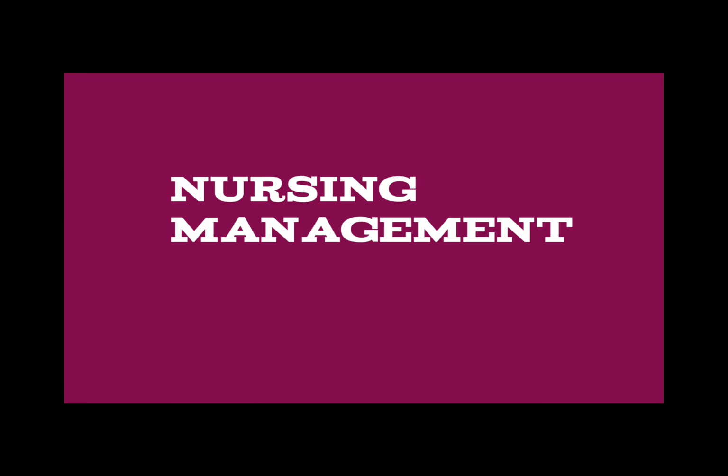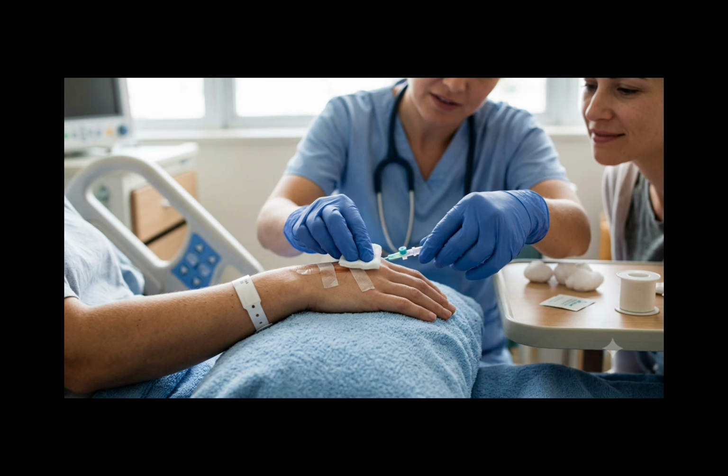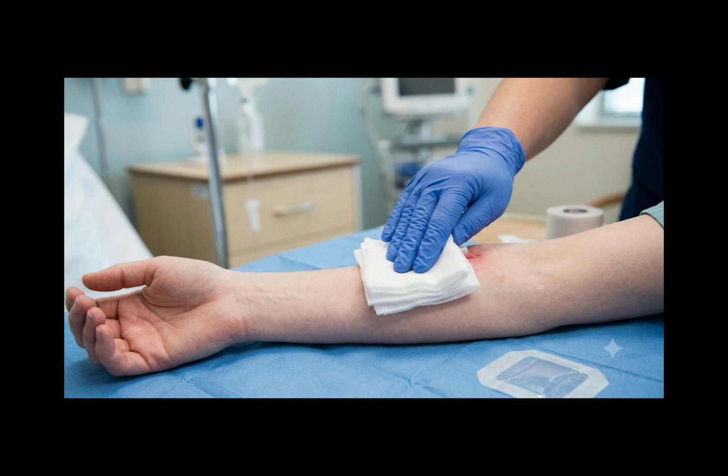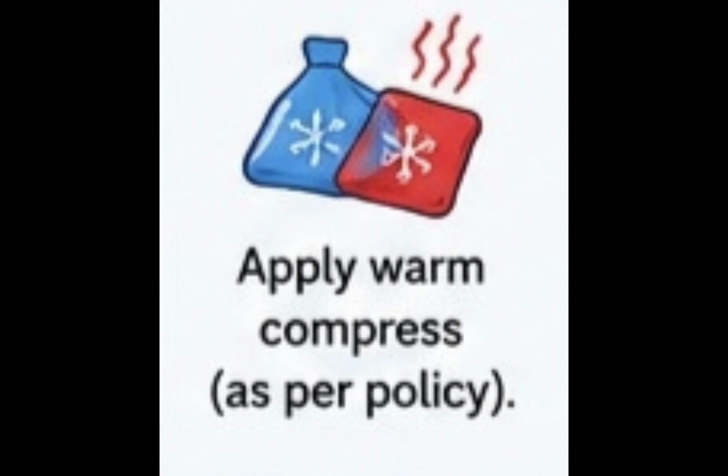If a hematoma develops, stop the infusion immediately. Remove the IV cannula if it is no longer safe to use. Apply firm, direct pressure over the site for several minutes until bleeding stops. Elevate the affected limb to reduce swelling. Apply a cold compress or an ice pack wrapped in a cloth for 15 to 20 minutes during the first 24 hours to reduce bleeding and swelling. After 24 to 48 hours, a warm compress may be applied according to institutional policy to promote reabsorption of the collected blood.